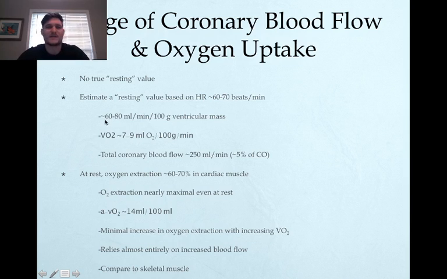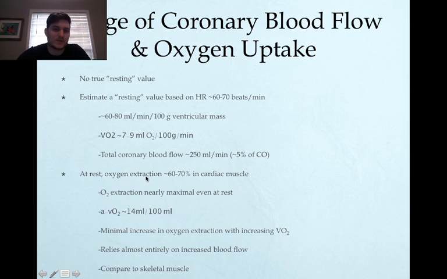So if you say that coronary blood flow is 60 to 80 milliliters per minute per 100 grams of ventricular mass, and the VO2 of the heart is roughly 7 to 9 milliliters of oxygen per 100 grams per minute, total coronary blood flow is roughly around 250 milliliters per minute. And so the resting cardiac output to the heart is roughly 5%. So it receives 5% of its own output, a relatively small amount overall.